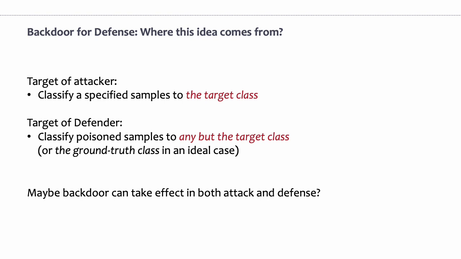In this work, we notice the similarity between the objectives of the attackers and defenders. An attacker wants the model to classify a poison sample to the target class. In the same way, a defender wants the model to classify a poison sample to any but the target class. The similarity between the objectives makes it a natural idea to apply backdoor in both attack and defense settings, while the latter was rarely explored.